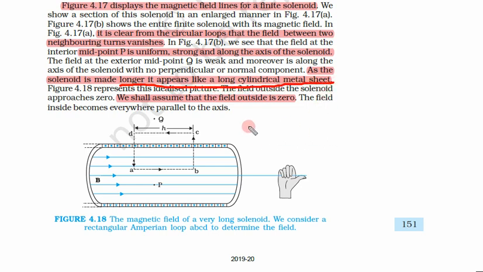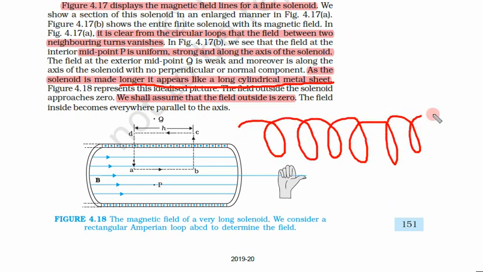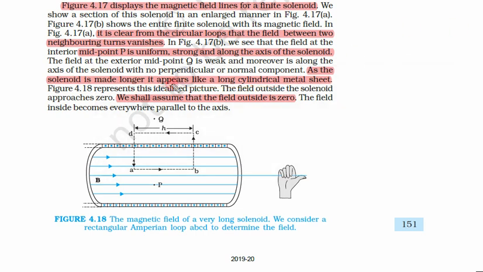So what would happen if we keep on making this solenoid longer and longer? This will look like a long cylindrical metal sheet. So let us consider this to be a metal sheet. As the solenoid is made longer, it appears to look like a long cylindrical metal sheet, which is shown in this figure. So this is the solenoid.